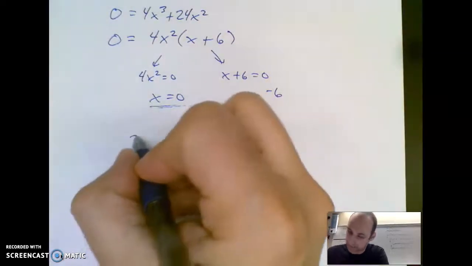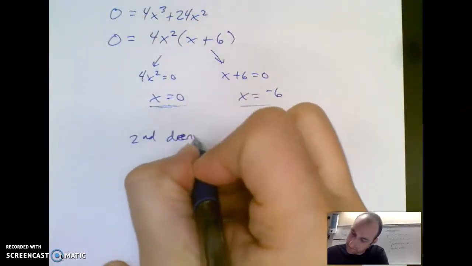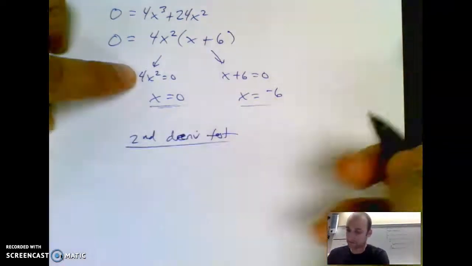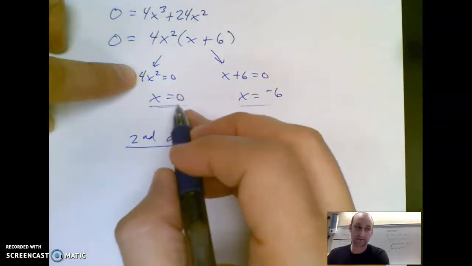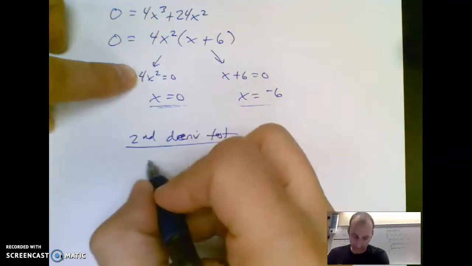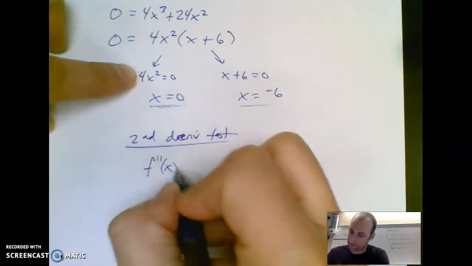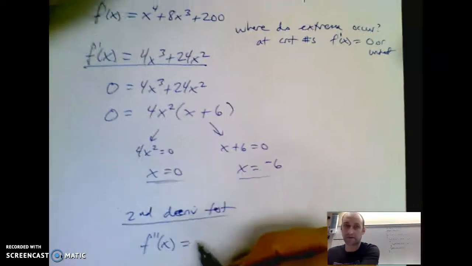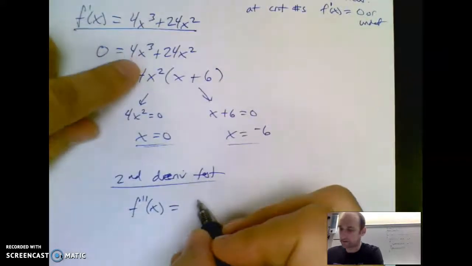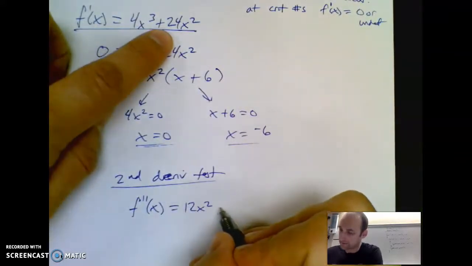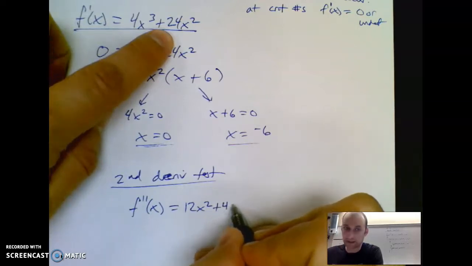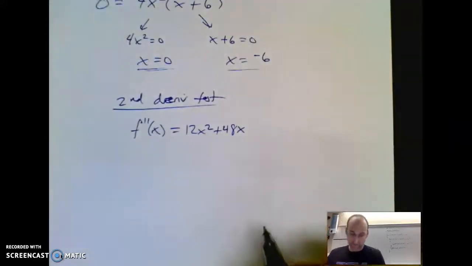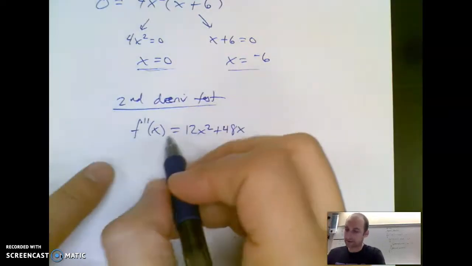And how I'm going to check it is with the second derivative test. I will test these points out, and I can tell without a graph or a table whether that's a max, a min, or a 0 at that point and that point. So I need my second derivative first before I can do that. So if my first derivative was this, my second derivative is the derivative of that equation. So it's going to be 12x squared plus 48x. And then I need to plug in my two numbers here.